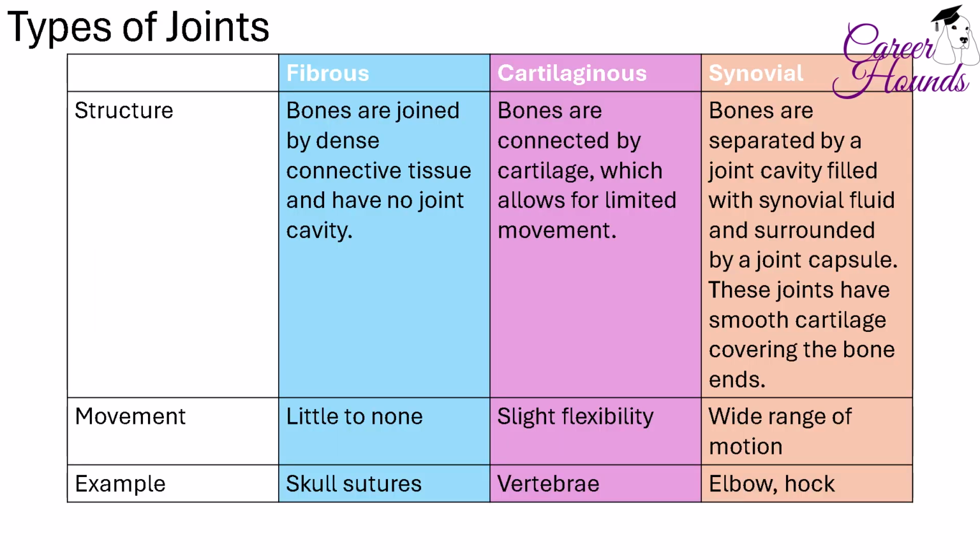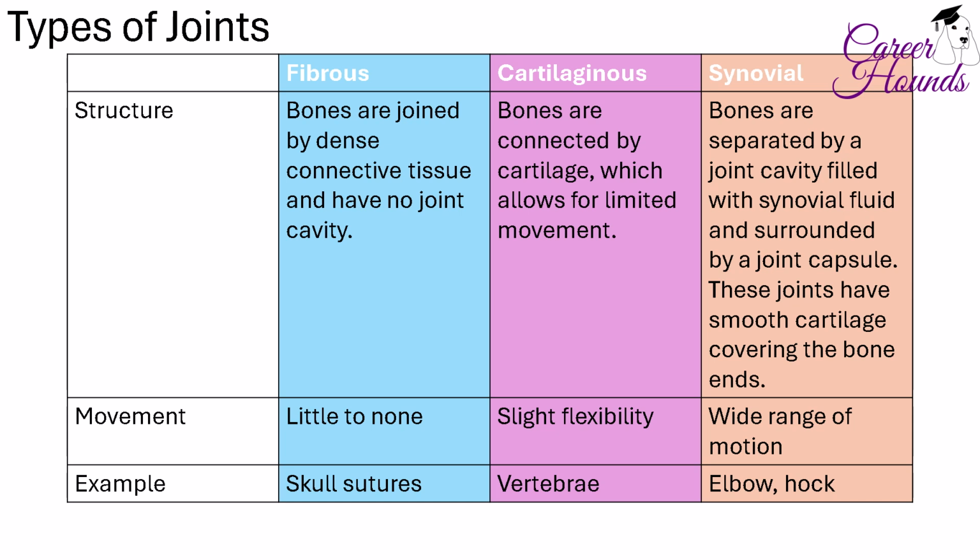Joints are the connections between two or more bones in the body, allowing for movement, support, and stability. In dogs, joints play a critical role in enabling mobility and flexibility while supporting the skeletal structure. Joints can be classified based on their structure and the type of movement that they allow.